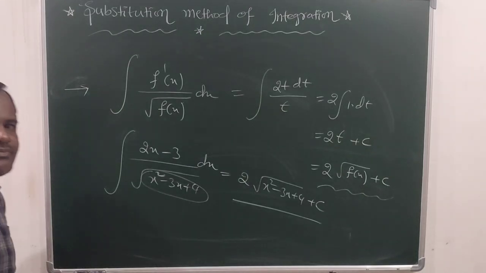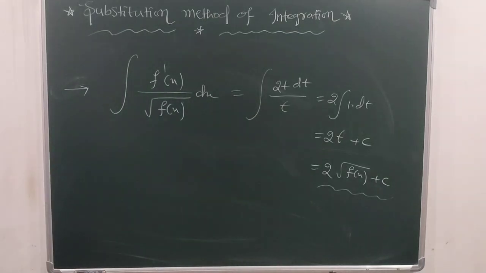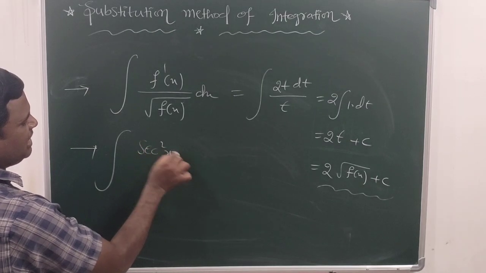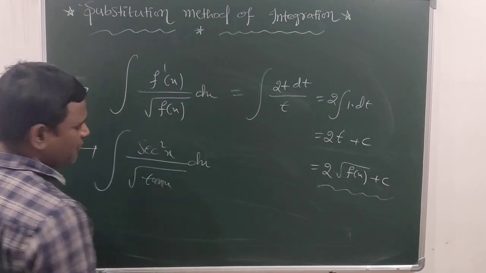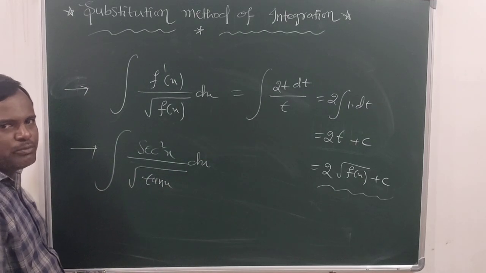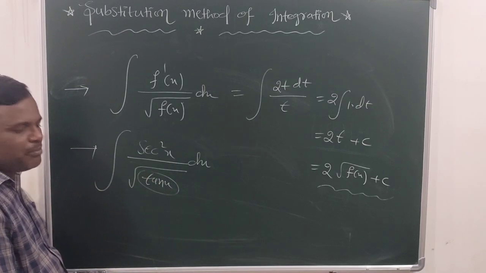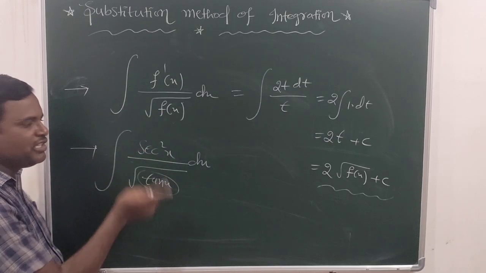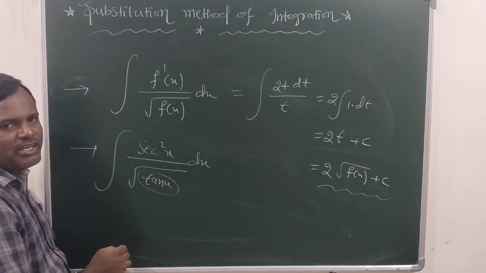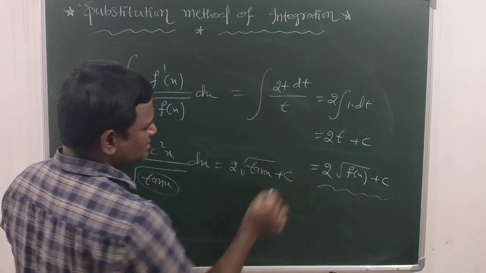Okay, students. Right, now I am giving you one more example for this. Integral of sec square x by root of tan x dx. If a function is given like this, what will its integral be? Compare this one and this one. In the place of f of x, tan x is there, and sec square x, its derivative, is given in the numerator. Hence, its integral will be 2 into root of tan x plus c.